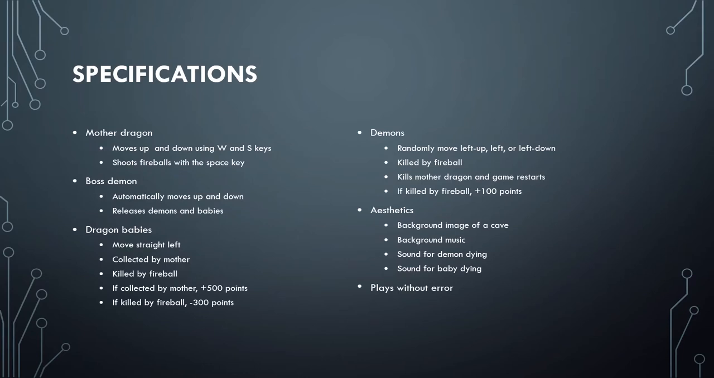From the game scenario and from playing an example of the game, these specifications can be developed. This is what we need to do to actually complete the game. We need to have a mother dragon that moves up and down using the W and S keys, and it shoots fireballs with the space key. We have a boss demon who automatically moves up and down and releases demons and babies.